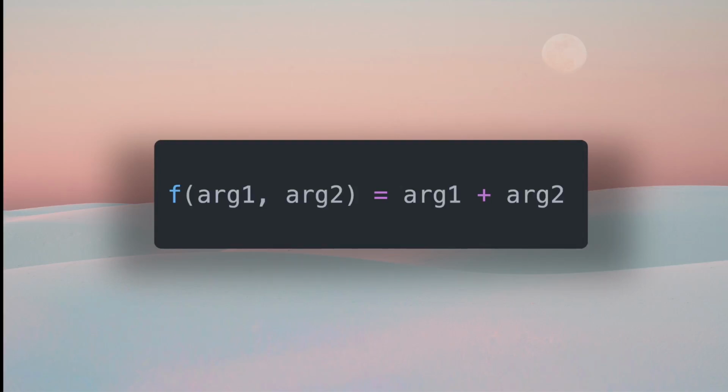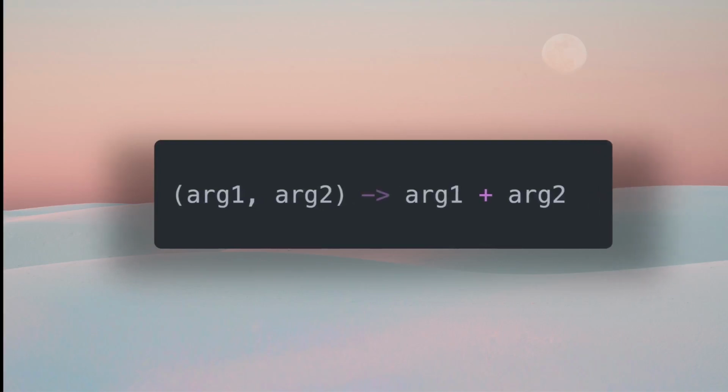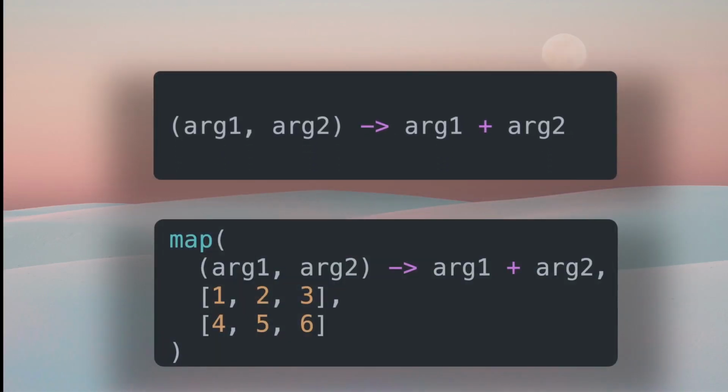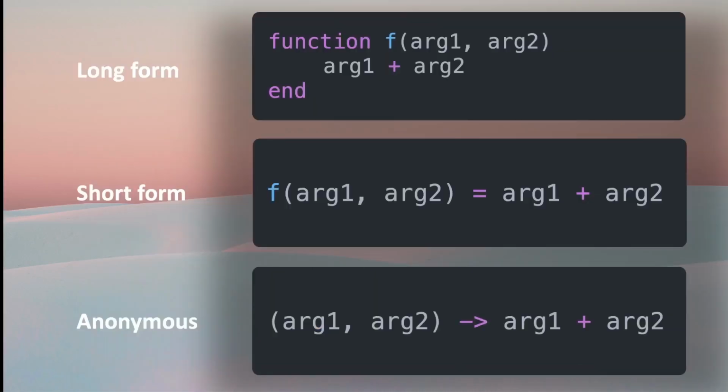A third form for the function definition would be the anonymous function. In this form, we drop the name of the function and replace the equal sign by an arrow. This third form is a little bit special and is usually used as arguments to other functions, such as the map function. And map is just applying a function to a list of values. So sometimes functions don't even need a name. So in summary, we have three different forms for defining functions: the long form, the short form, and the anonymous function.